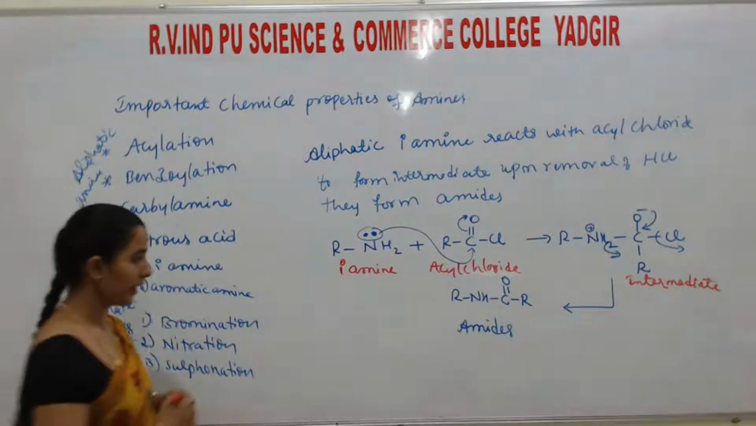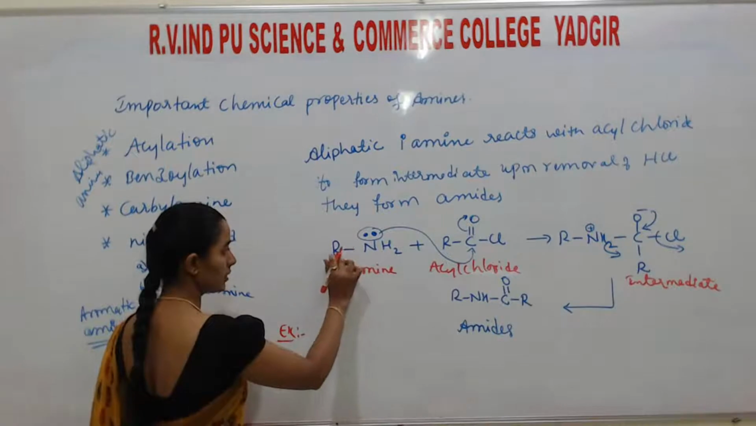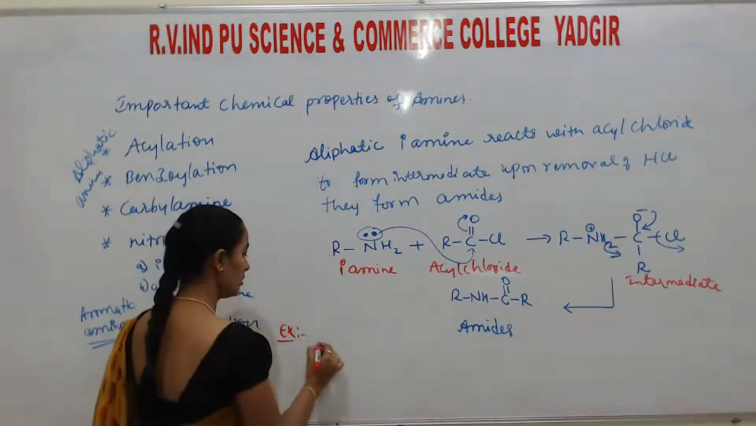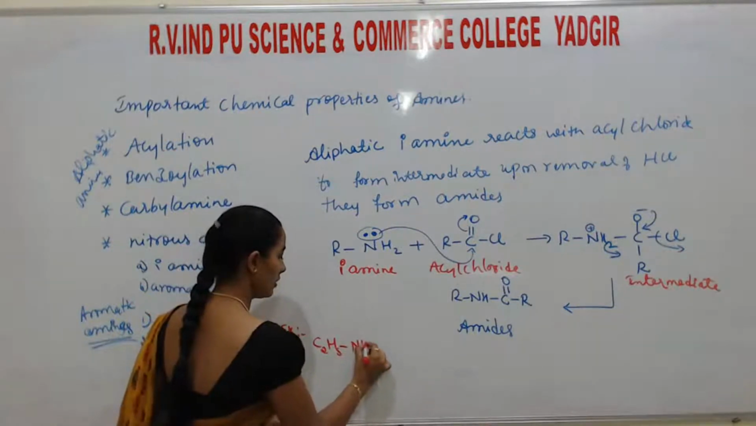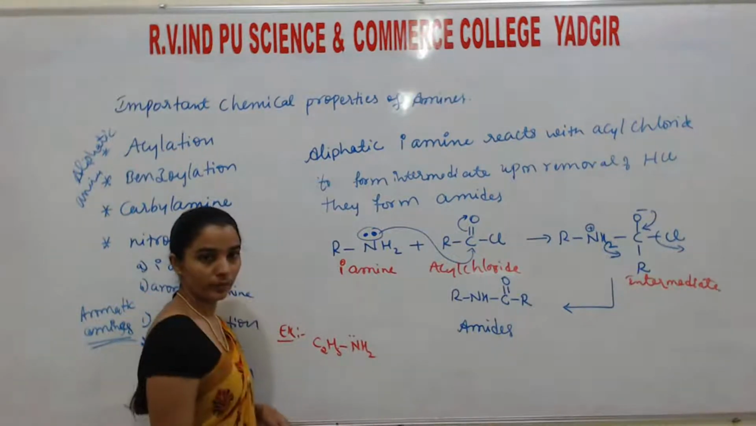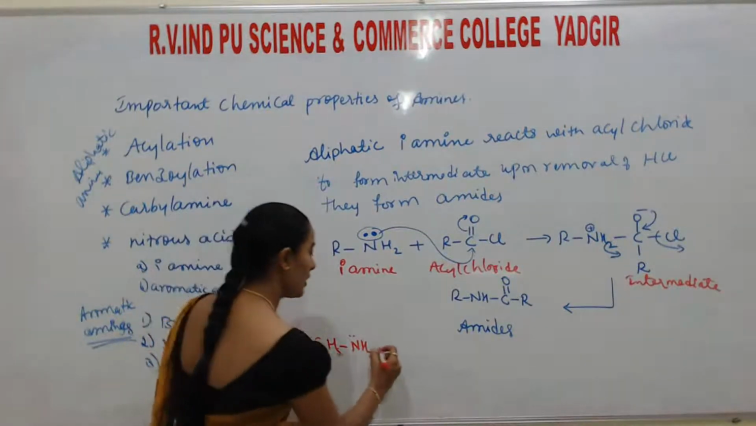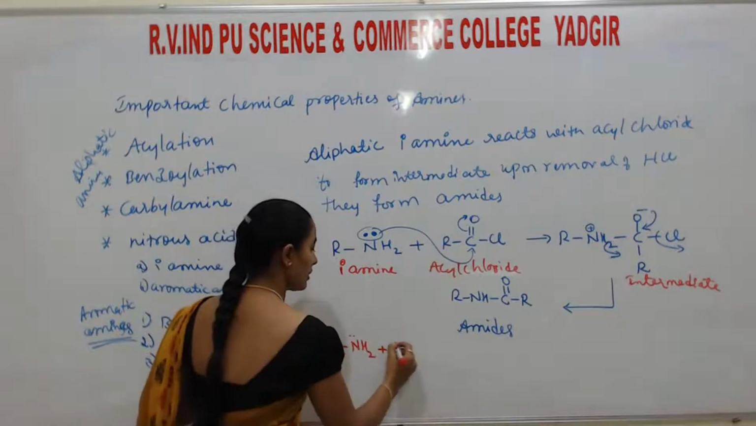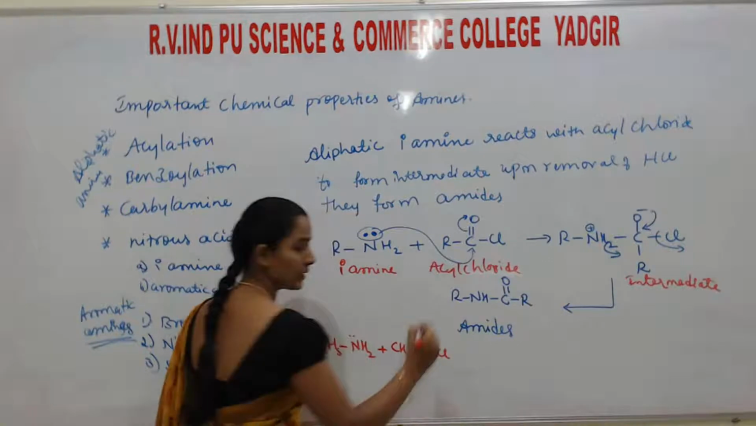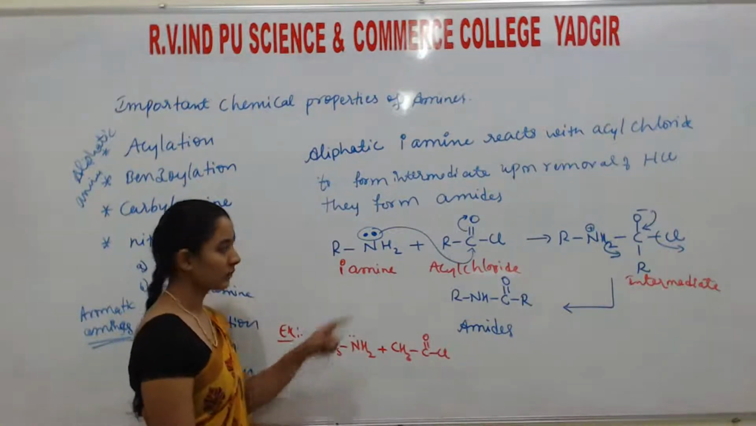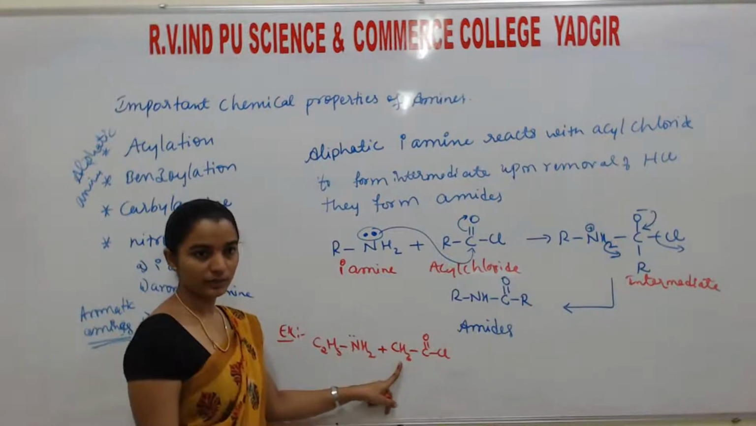And write the example here. So here, instead of R, I am taking C2H5 NH2. Plus, instead of R, I am taking CH3 C double bond O Cl. Instead of this, I am taking C2H5, and instead of this, I am taking CH3.